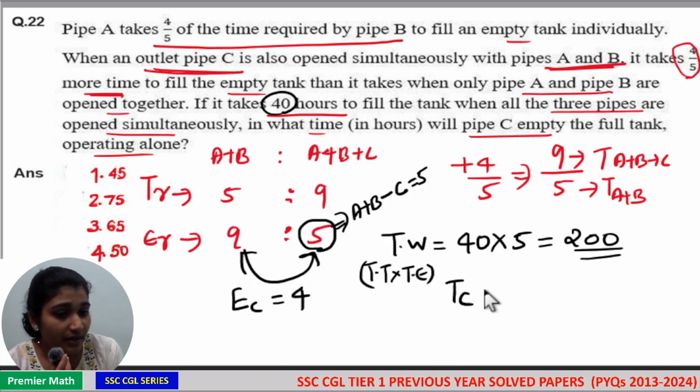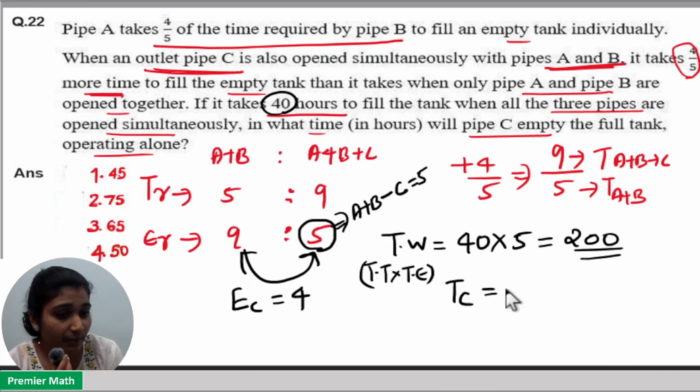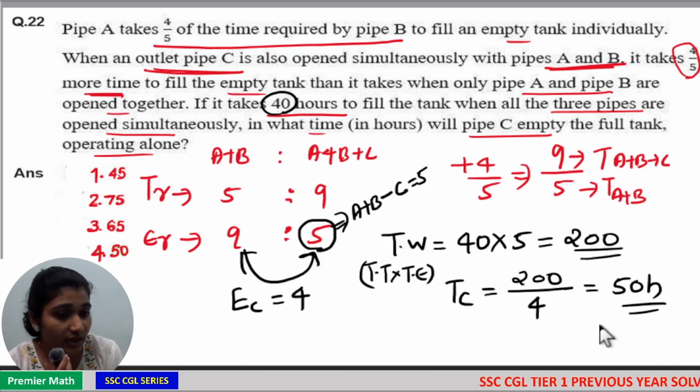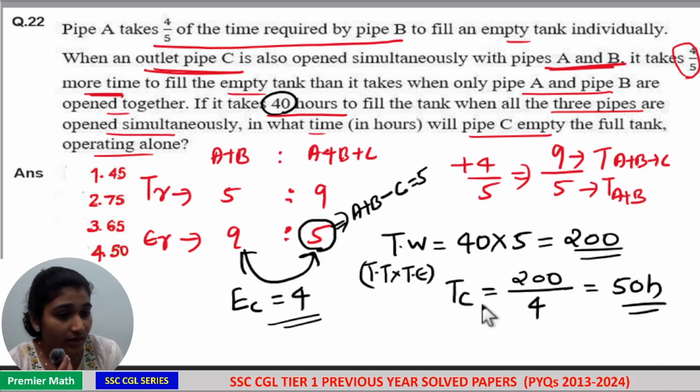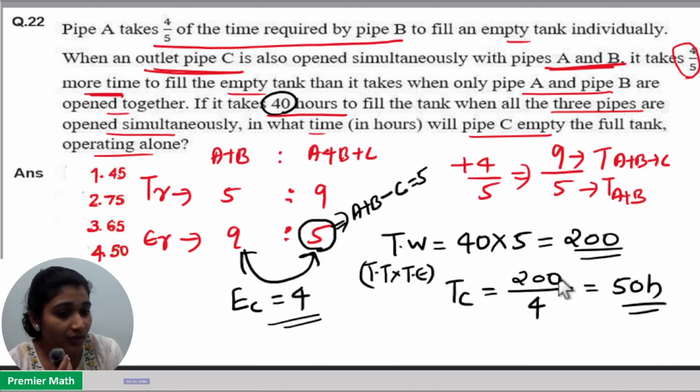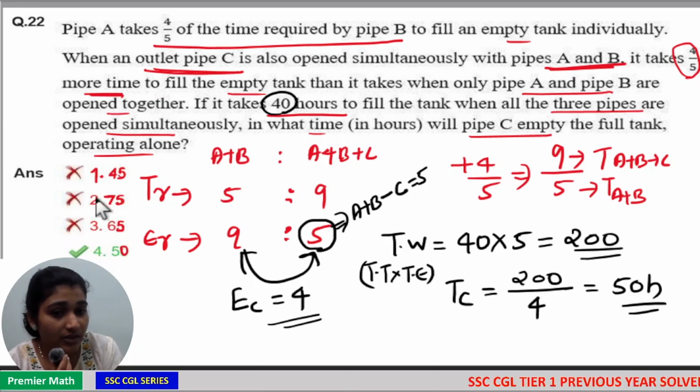Then time taken by C alone to empty this 200 unit capacity tank is equal to 200 divided by efficiency of C, which is 4. So 200 by 4 is equal to 50 hours. That is, in 1 hour C can empty 4 units. Then in 50 hours C will empty 200 units. Total capacity of tank is 200 units. So option 4 is your answer. C alone takes 50 hours to empty this tank.